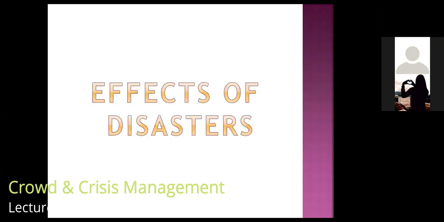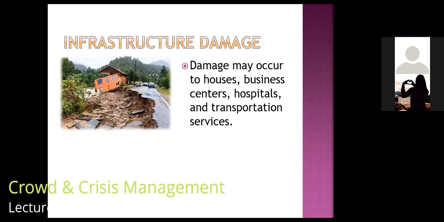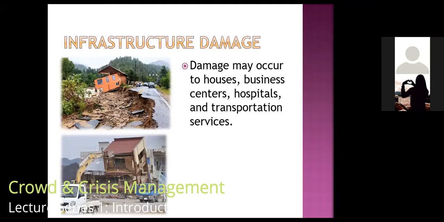So let's proceed now to the effects of disasters. The first effect of disasters is infrastructure damage. Infrastructure damage may occur to houses, business centers, hospitals, and transportation services. The local health infrastructure may be destroyed, which can disrupt delivery of routine health services to an affected population. Roads may be damaged, hindering relief efforts and limiting access to needed medical supplies and care.